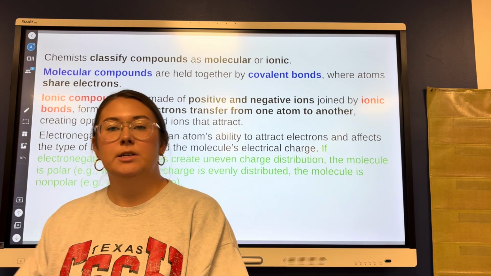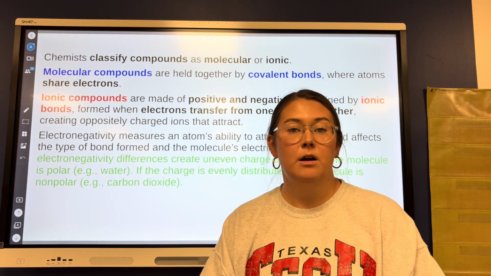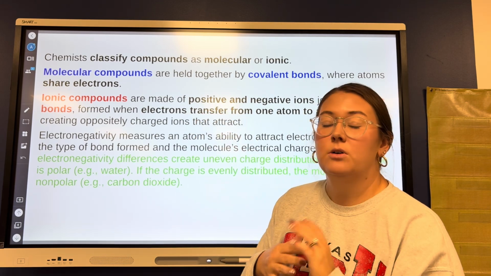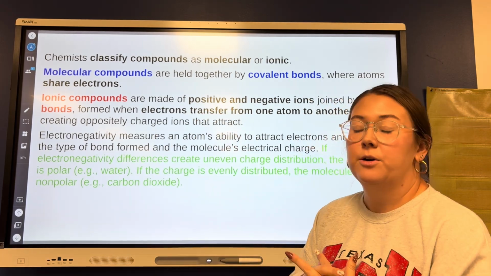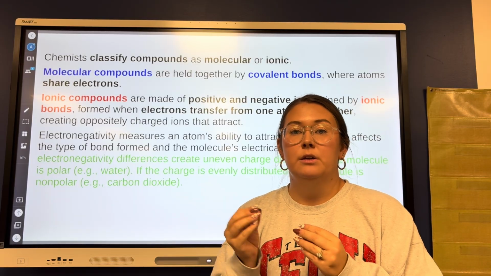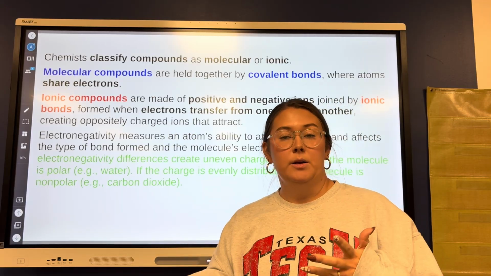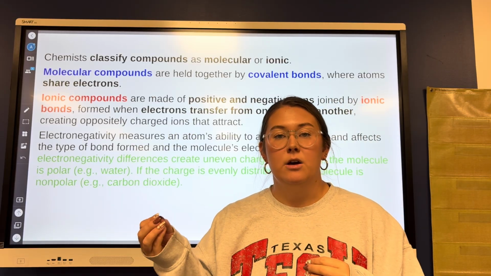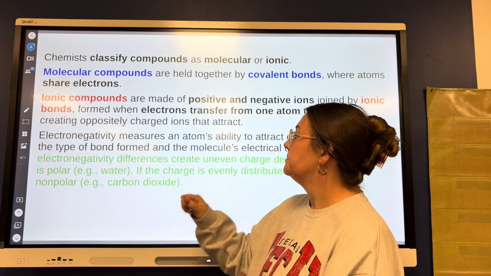So yesterday we talked about the differences between covalent and ionic compounds. Covalent compounds are also known as molecular compounds. These are held together by covalent bonds where we are sharing electrons in between two or more nonmetals. Ionic compounds or ionic bonds are when a metal transfers its electrons to a nonmetal.